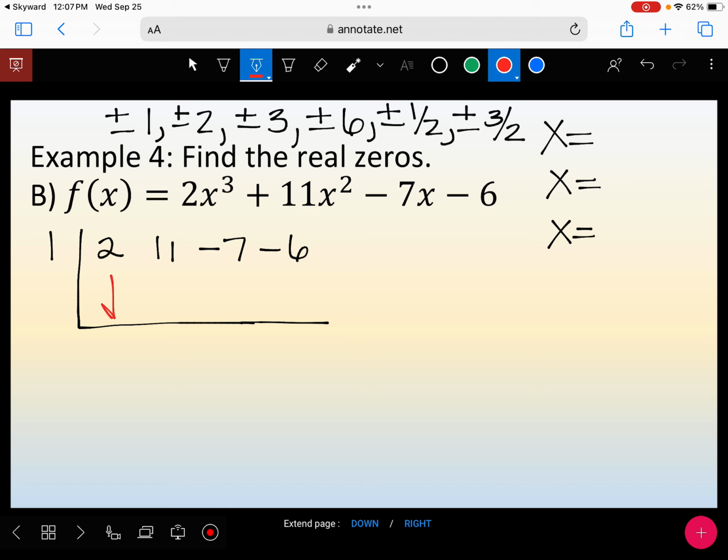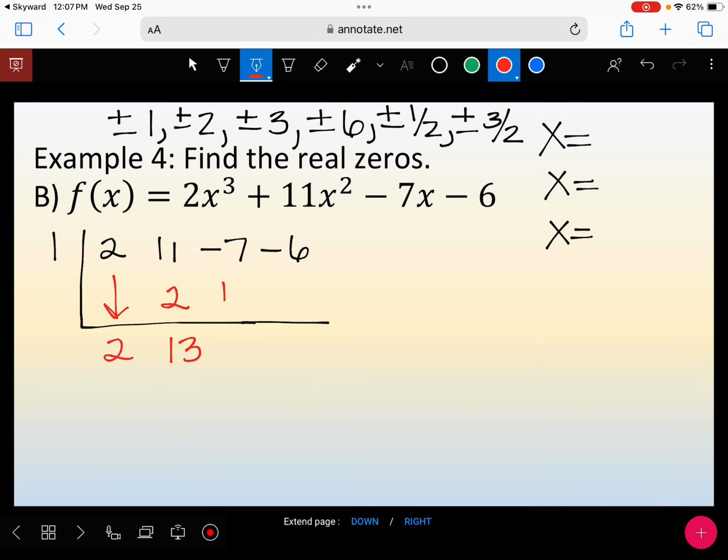Bring down the first number, which is a 2. Multiply 2 times 1. What is 2 times 1? Put it under the 11. Add 11 plus 2. What's 11 plus 2? 13. Take the 13 and multiply it by 1. What's 13 times 1? 13. Put it under -7. Add. What's -7 plus 13? 6. Take the 6 times 1. 6 times 1 is 6, my bad. And then we end with a 0.